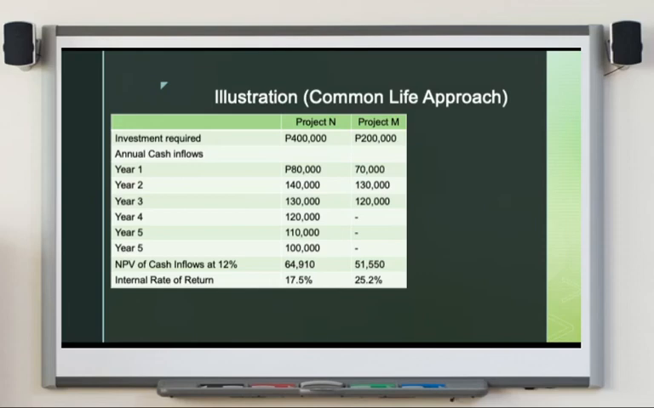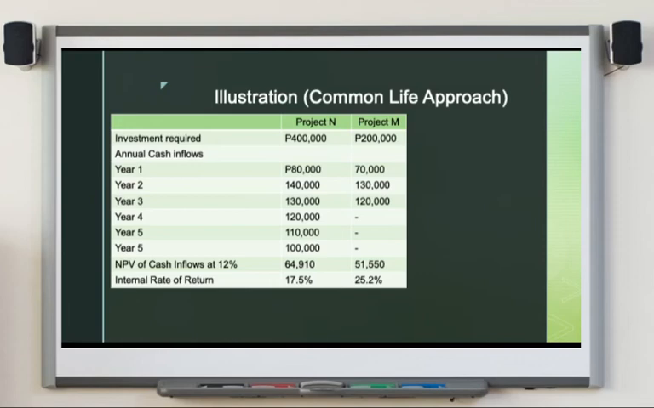However, if we compute the internal rate of return, Project N has 17.5% only, and Project M has 25.2%, which is higher than Project N. So it seems like Project M is more attractive over Project N using internal rate of return.